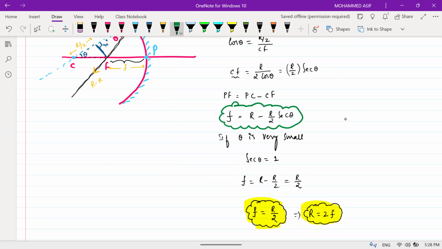If theta is not small, this will be the formula. If theta is large, then the relation between radius of curvature and focal length will be, taking R common, f equals R times (1 minus secant theta) divided by 2. Am I clear?